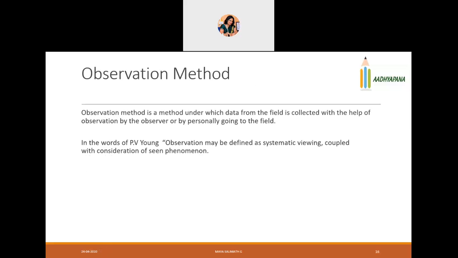Now coming to the observation method. Observation may be defined as the systematic viewing coupled with consideration of the seen phenomenon. You look at what is happening and then you collect the data from that.